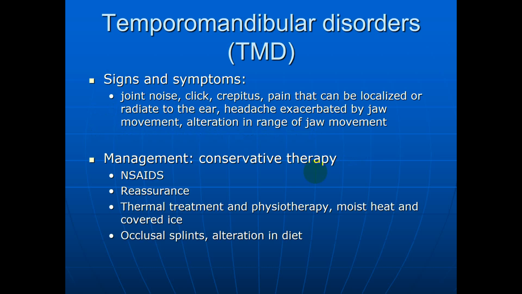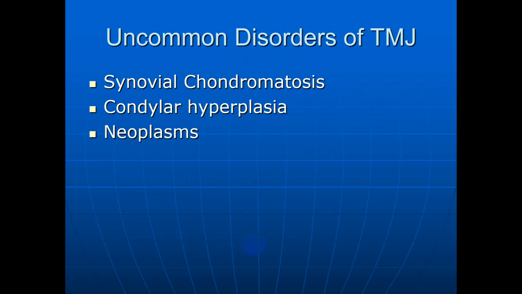I will tell you that the signs and symptoms you can identify include joint noise, crepitus, pain, headache, and alteration in the range of joint movements and the jaw movements, and the management is usually conservative. They will give them NSAIDs, reassurance, they can give them physiotherapy, occlusal splints, and alterations in the diet.